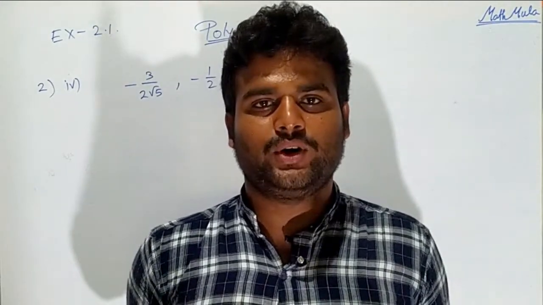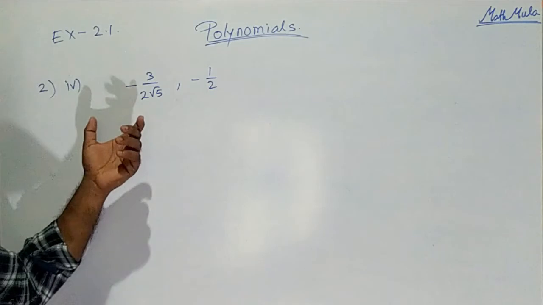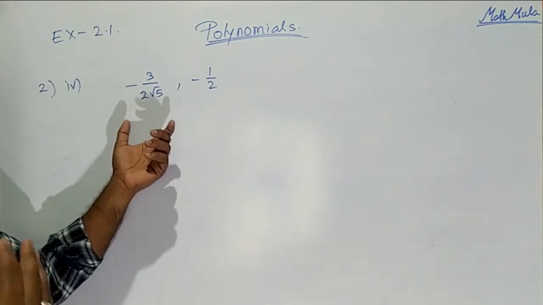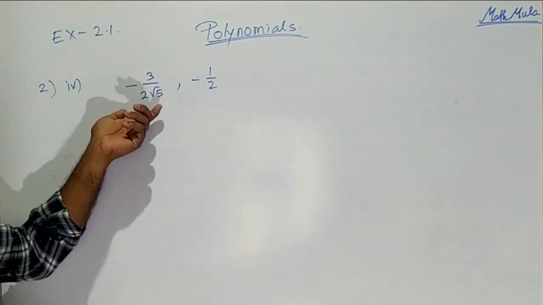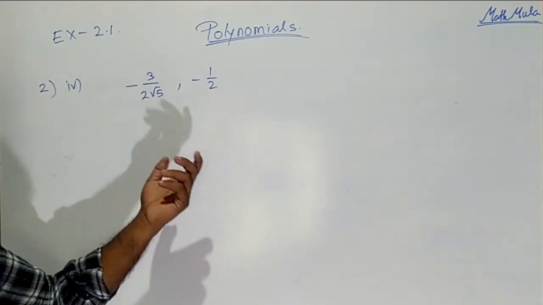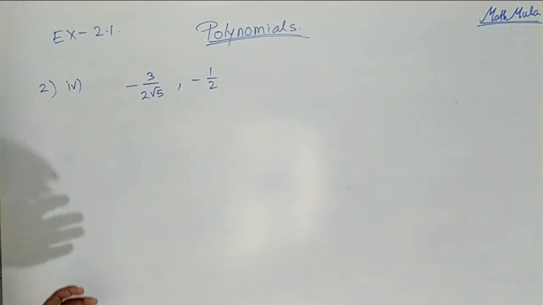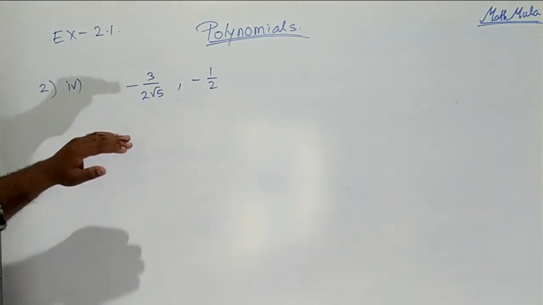Now we solve sum number 2.4. The sum of two zeros of a polynomial is minus 3 by 2 root 5 and the product of zeros is minus 1 by 2, are given. Now we have to find out the required polynomial.